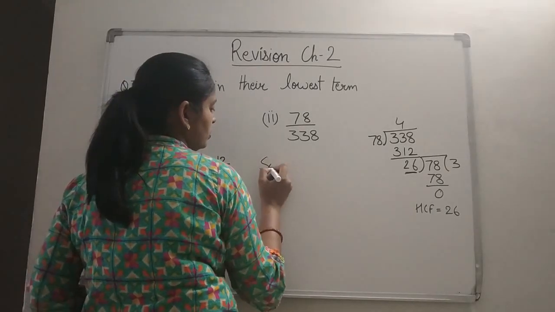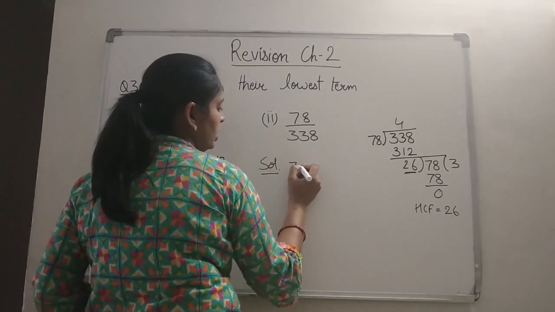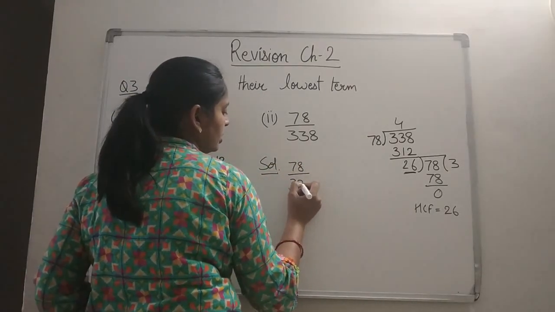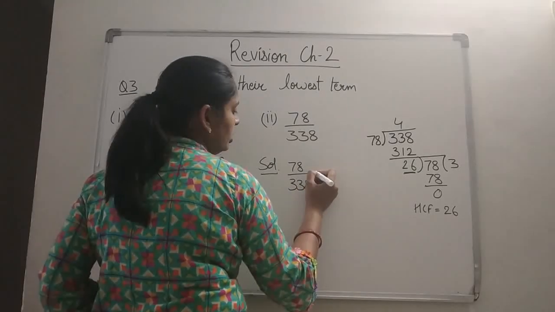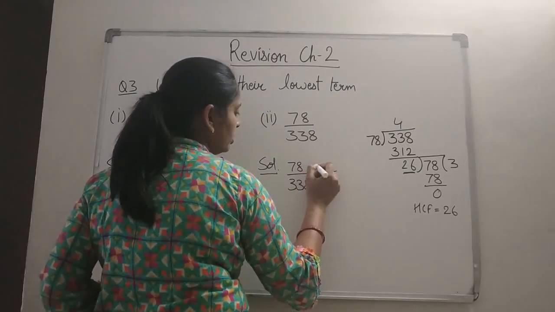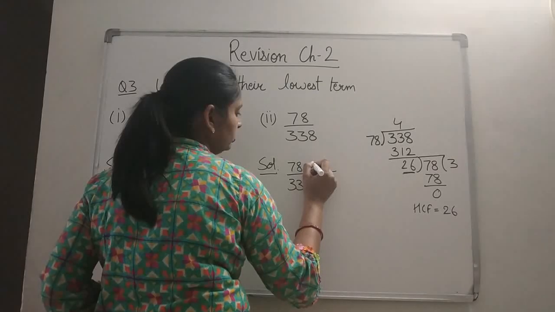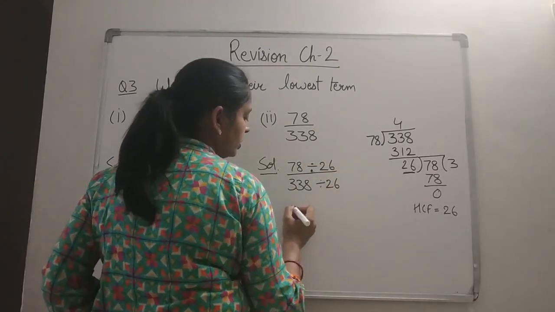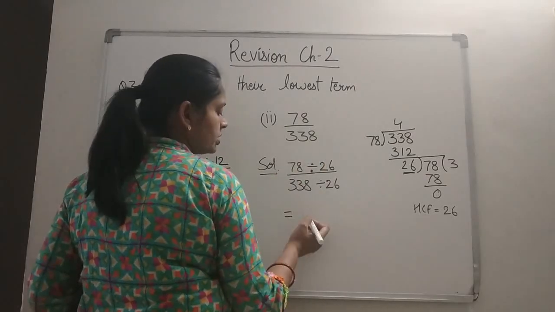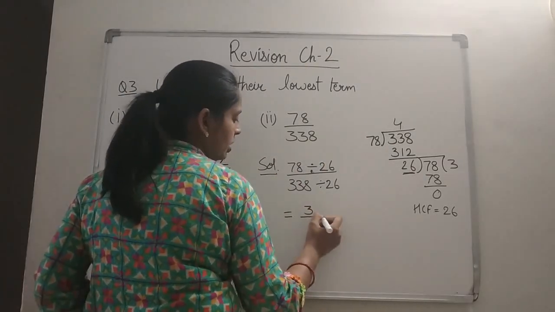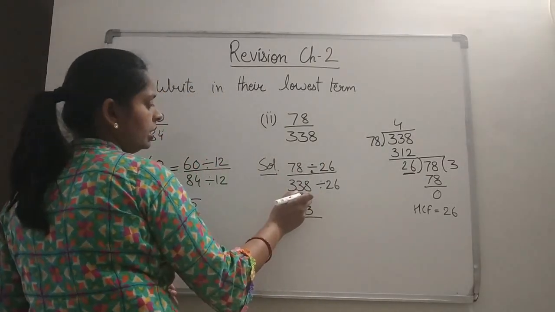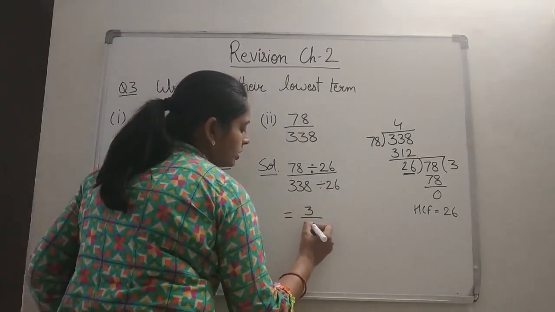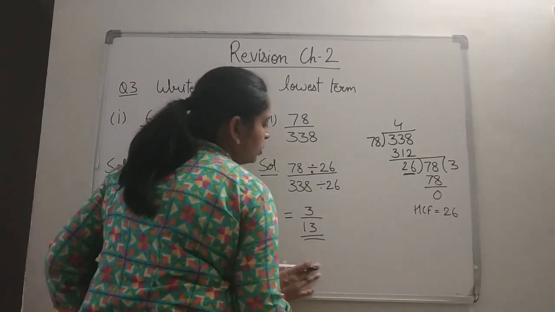So let's do 78 upon 338, both can be divided by 26. And when you divide 78 by 26, we will get 3. And when we divide 338 by 26, we will get 13. So this is our lowest term.